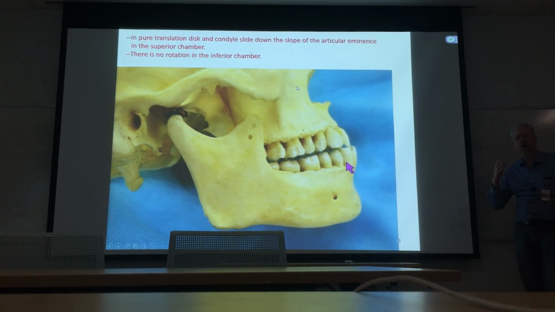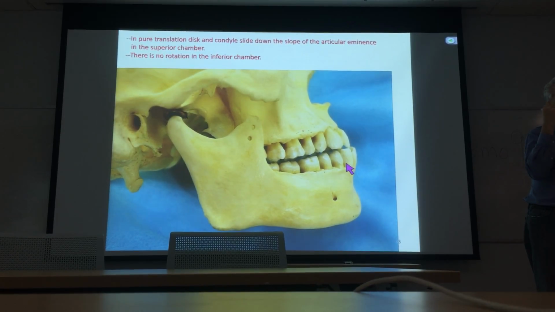So let me give you an example of what pure translation would be. If you're sitting with your mouth closed, your teeth in occlusion, and you jut your jaw forward, protrude your jaw and then pull it back, that's translation. You're sliding the mandible forward, sliding the mandible back. That movement would occur with no rotation whatsoever. But when you put your hands up there and you open, you're going to feel rotation and translation.